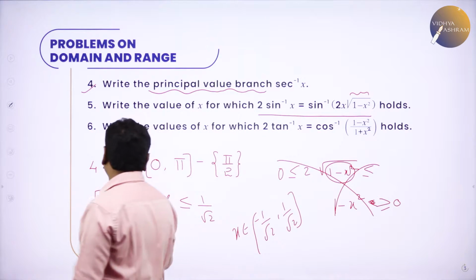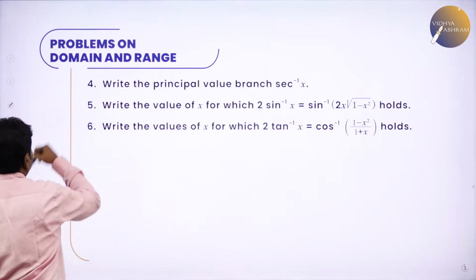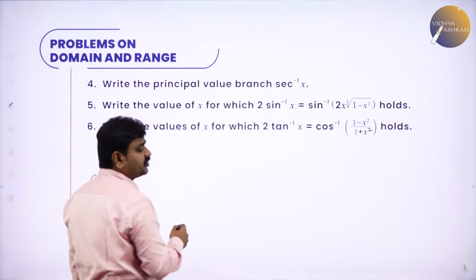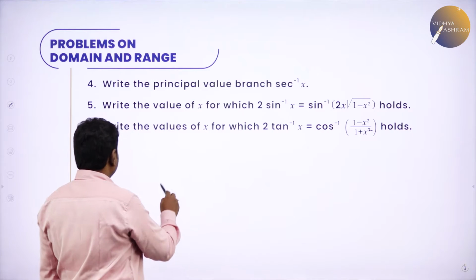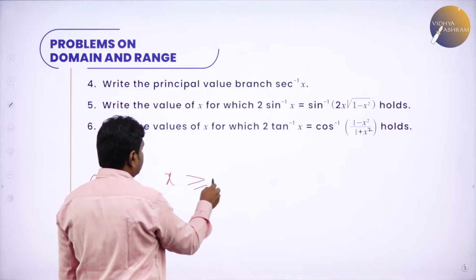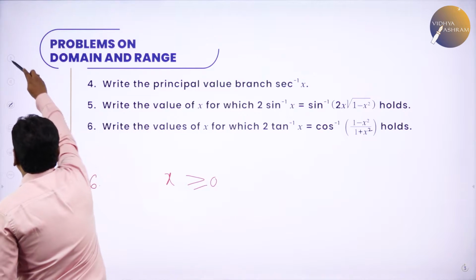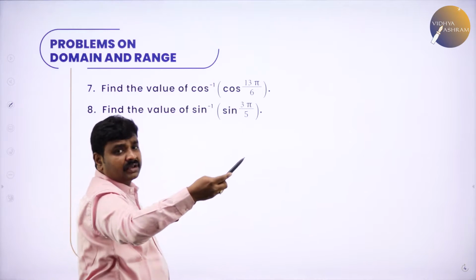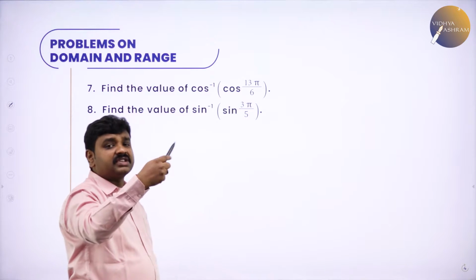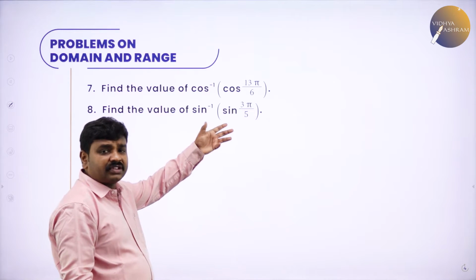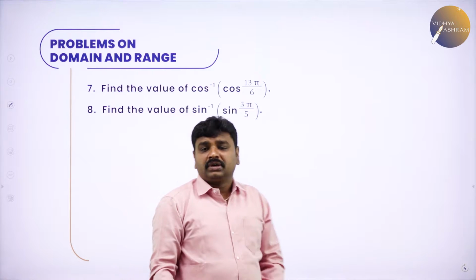Then sixth question, cos inverse x should be always positive. So x value should be greater than or equal to 0. That is the answer. So now these are the previous year questions on domain and range. Now we'll go ahead with some more new problems.